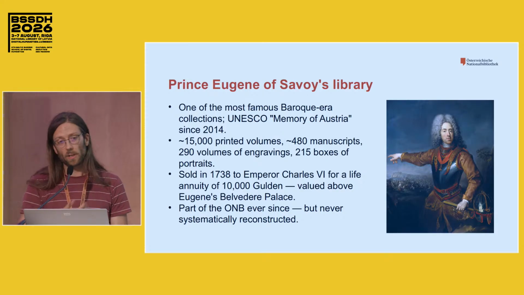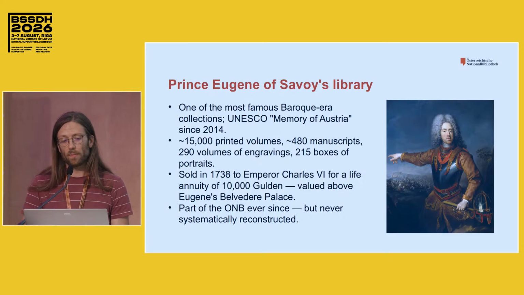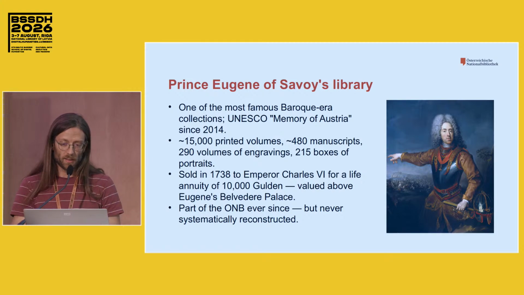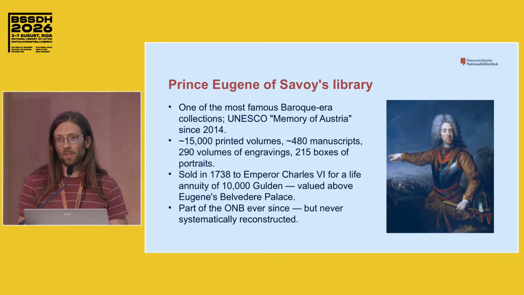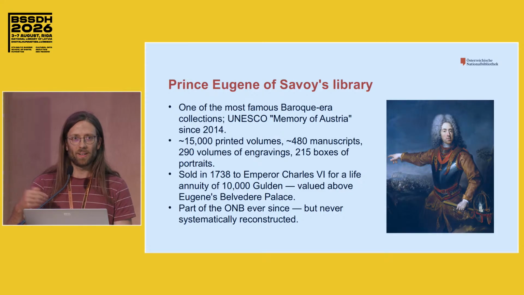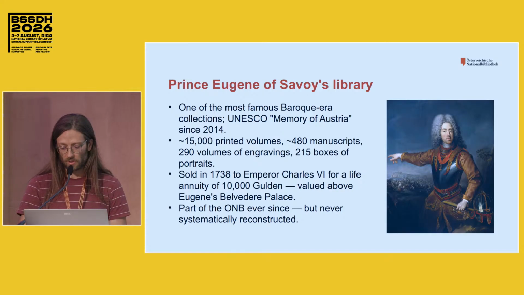And this collection was then included into the Imperial Court Library, which later became the National Library, but it was never systematically reconstructed, as in it was deconstructed by the library practices. Like the book was put in a shelf, and then it got a shelf mark, and the shelf mark itself carried Prince Eugene's name. But later, other books were put in the same shelf and received the same shelf mark. So then, a couple years later, you cannot tell anymore by the shelf mark which book was from Prince Eugene.